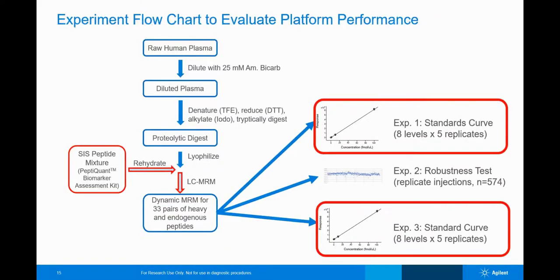And next, I would like to show the standard curve analysis, which was performed right before and after the robustness test. For both standard curves, we prepared the sample at the same time, and they all have the same concentrations. For each standard curve, we injected 5 replicates for each concentration. So we tried to generate identical standard curves before and after the robustness test.